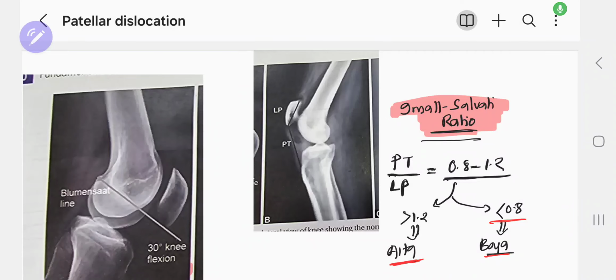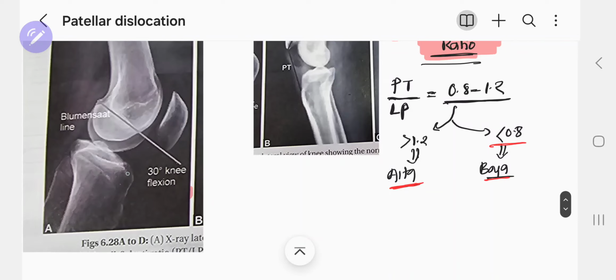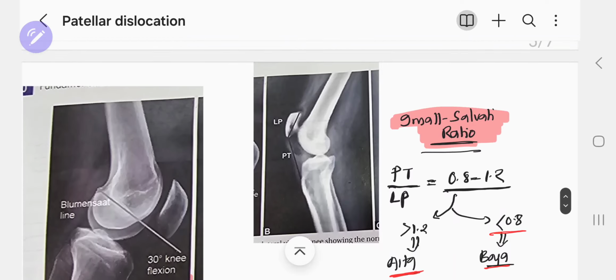In case of patellar dislocation or in a normal case, to check the position of the patella, there are some ratios. We calculate on a lateral view of the knee joint whether the patella is in its normal position or not. So that's the first ratio, and that's the lateral X-ray of the knee joint in 30-degree flexion showing the Blumensaat line. Second one is the X-ray of the knee joint in 30-degree flexion.